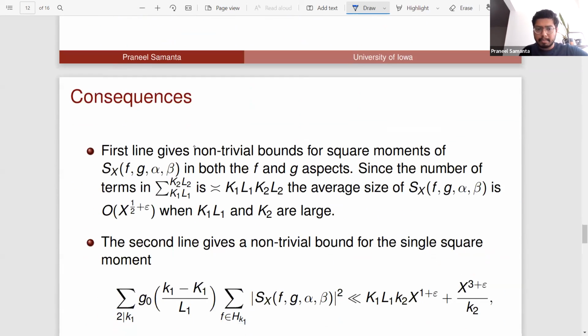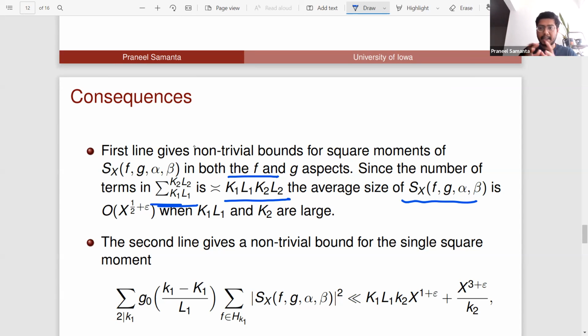The number of terms in the sum is exactly K1 L1 K2 L2. So the average size of Sx squared becomes x raised to 1 plus epsilon. So the average size of Sx becomes x raised to 1/2 plus epsilon. Is that clear? And this happens when K1, L1 and K2 are both large.